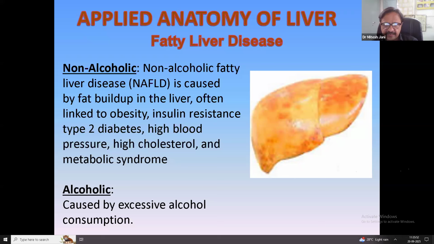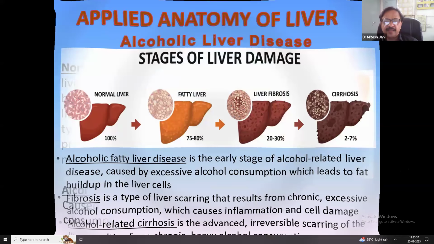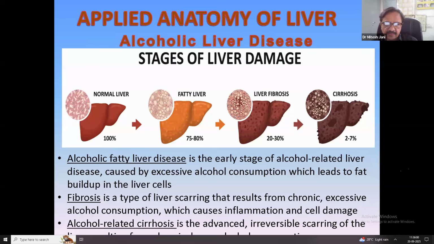This is non-alcoholic fatty liver disease, which is also seen in alcoholic liver disease caused by excessive consumption of alcohol. But alcoholic liver disease has many more steps if the person is continuously taking alcohol. So first, this is the normal liver. See the color, this is reddish brown. This is fatty liver, which is 75 to 80%.